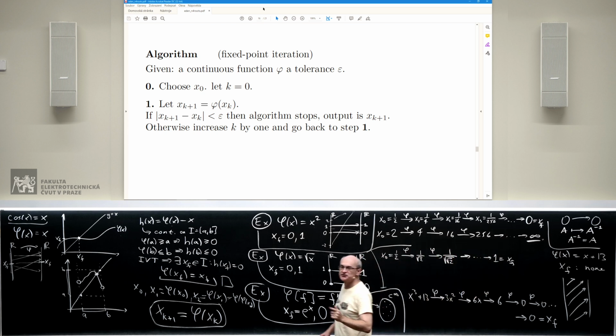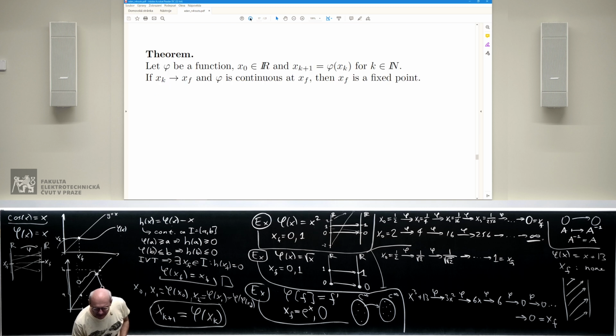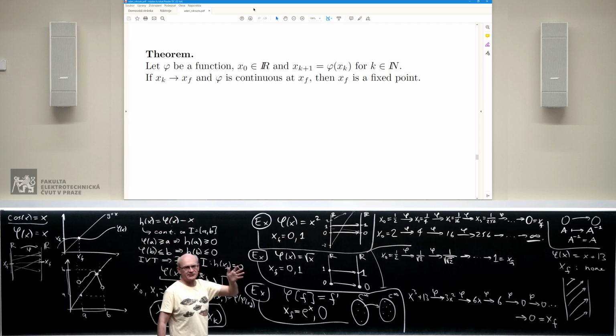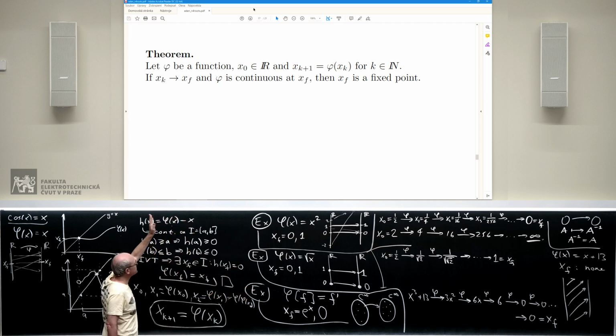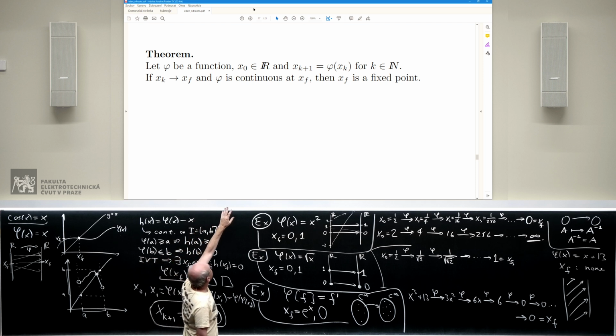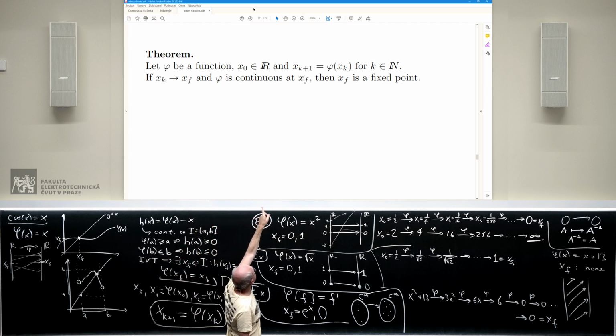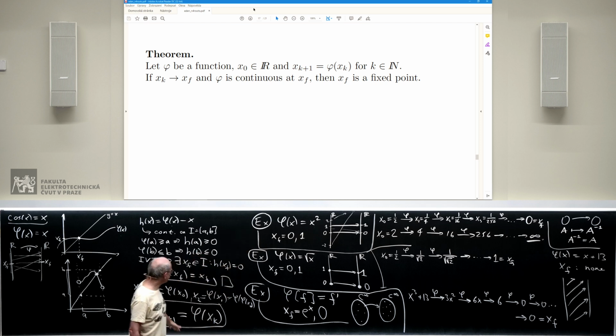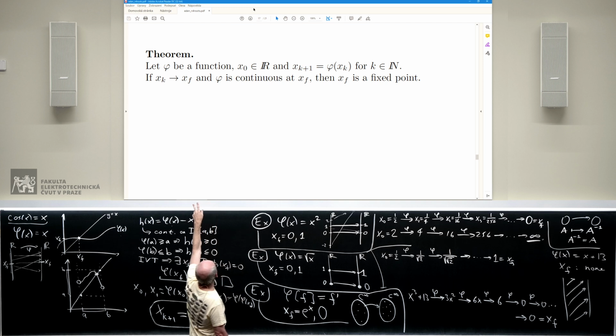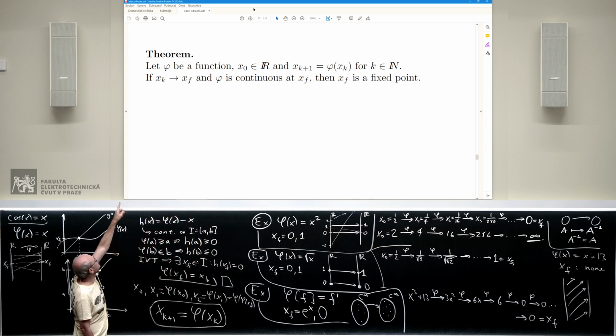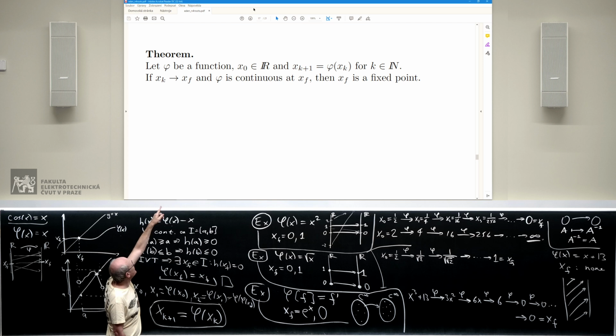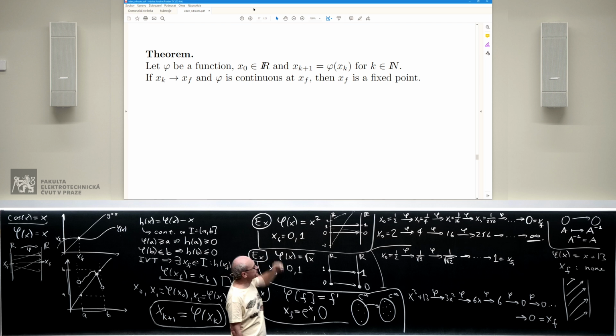And actually, this is true in general. So here comes another theorem. This theorem says, if you have a function, this time it's a real function, we are talking about real numbers to get a nice theorem, and we are defining a sequence x_k using the iteration that we have over here, using this formula. So we have a sequence which was generated, and if this sequence converges to some x_f, and if phi is continuous, again continuity is crucial, then we actually found a fixed point.